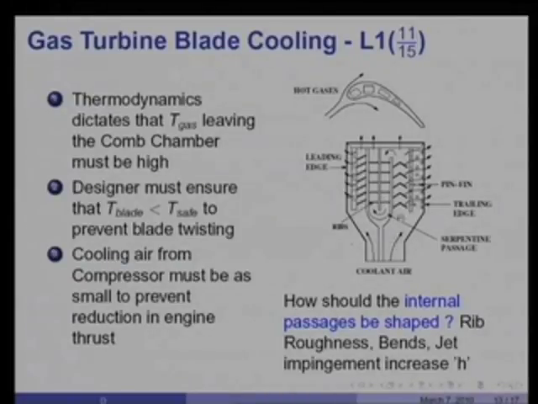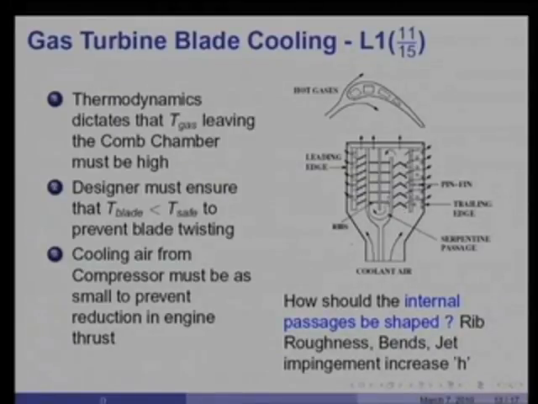He must obtain high heat transfer coefficients inside the blade so that its temperature is low, and he must make sure that the amount of cooling air required to do this is also very, very small. So the question then arises, how should internal passages be shaped? What I have shown here is a very typical arrangement inside a blade. For example, in order to increase heat transfer coefficient, rib roughness is employed.